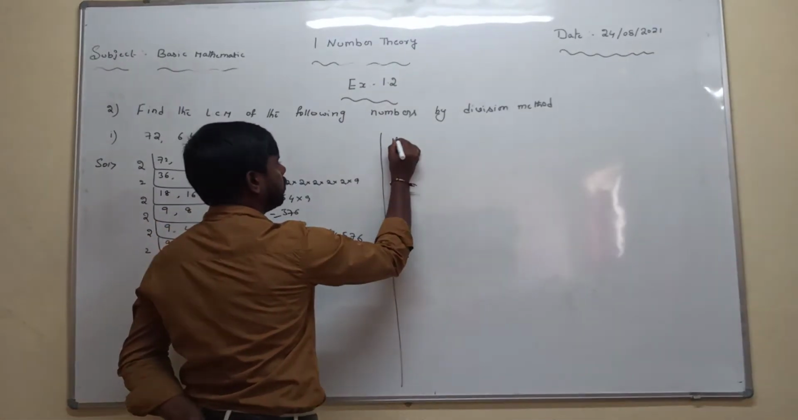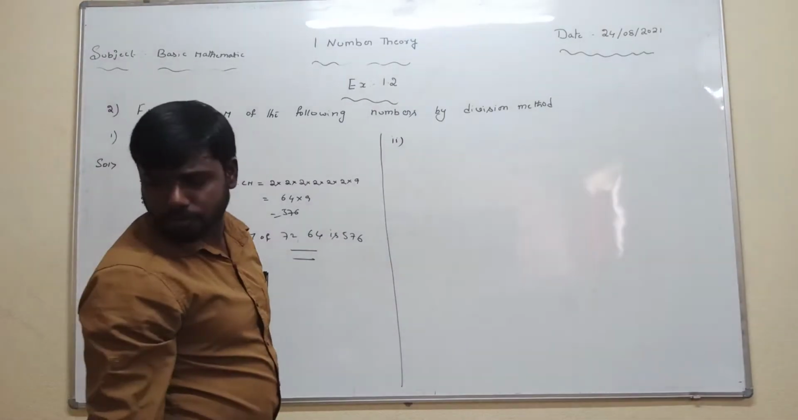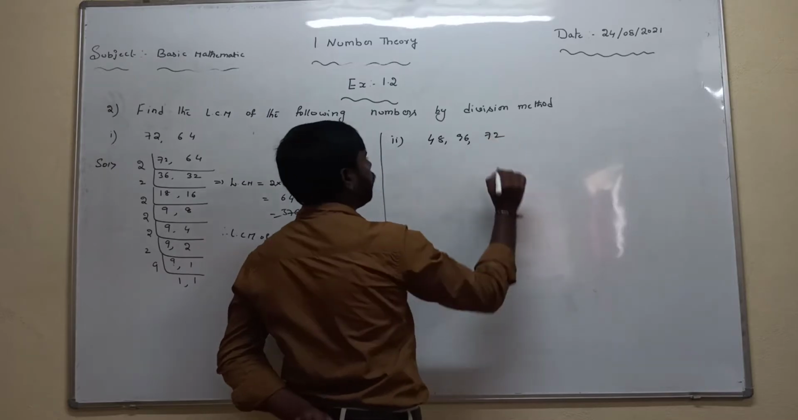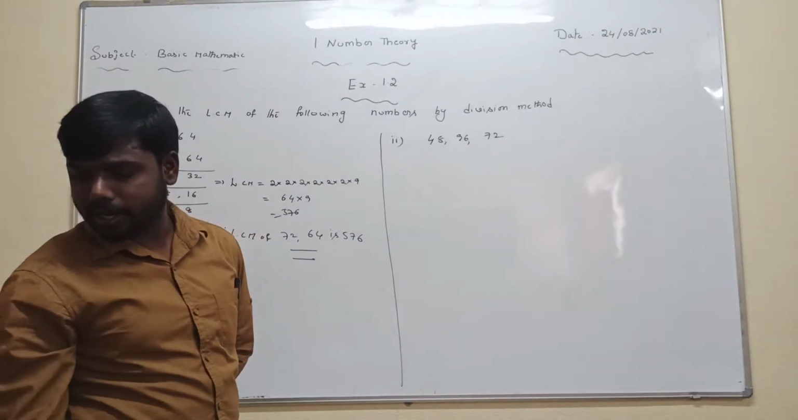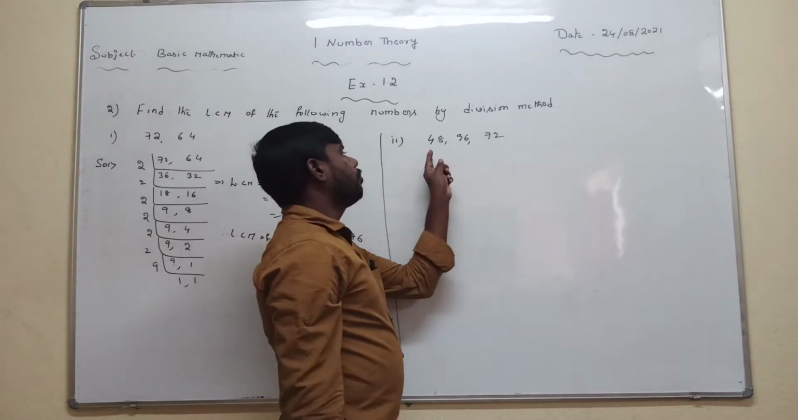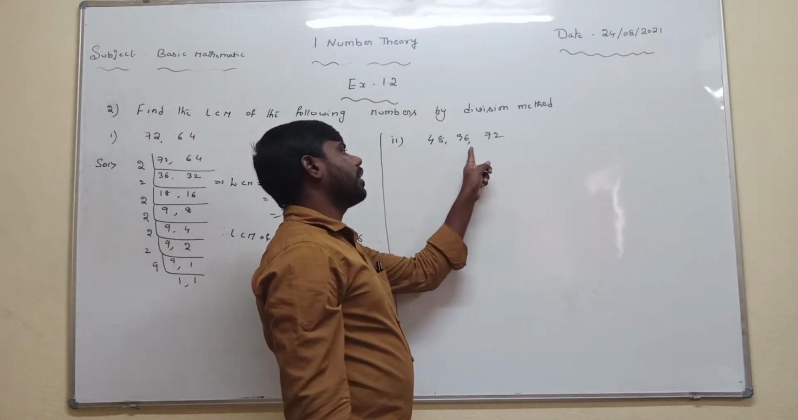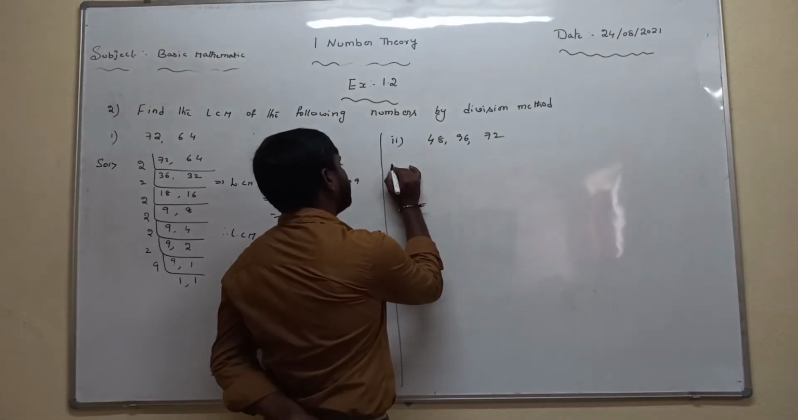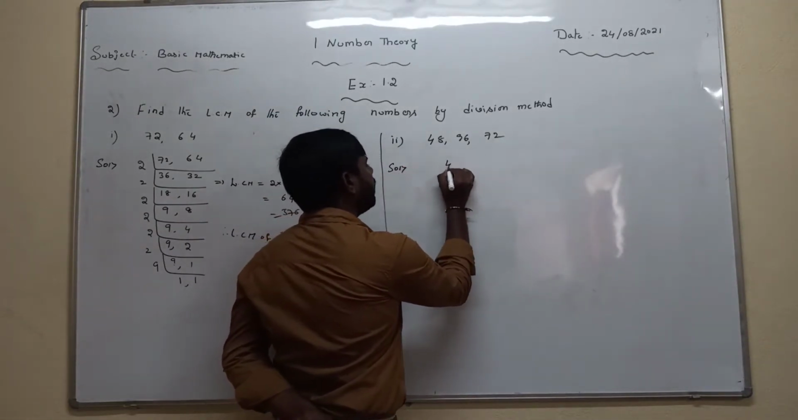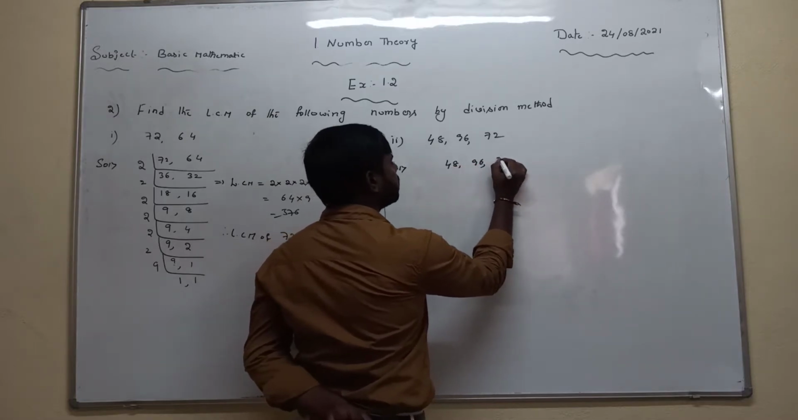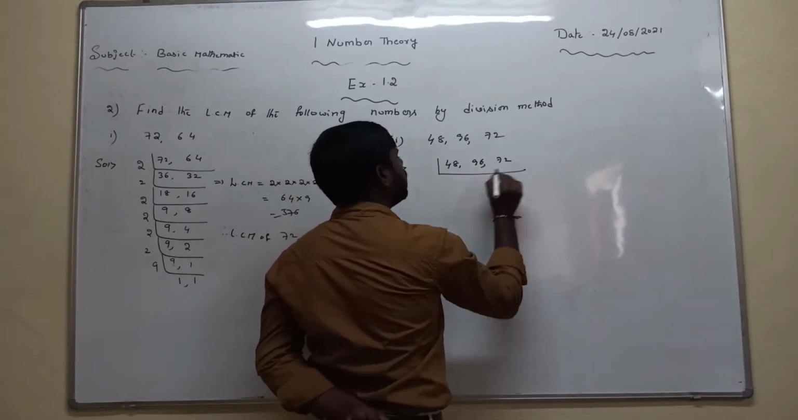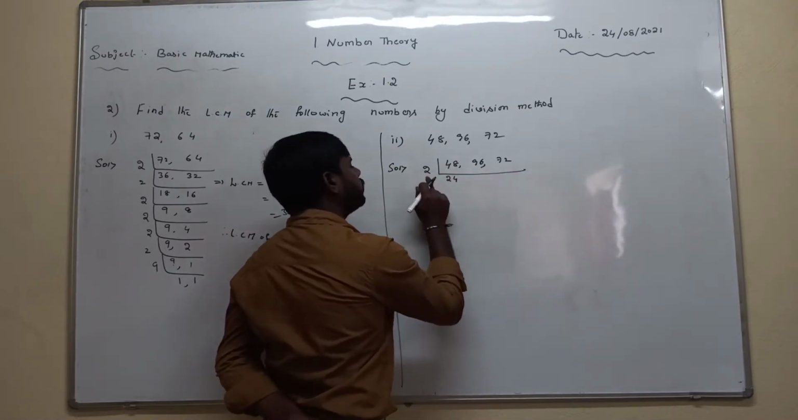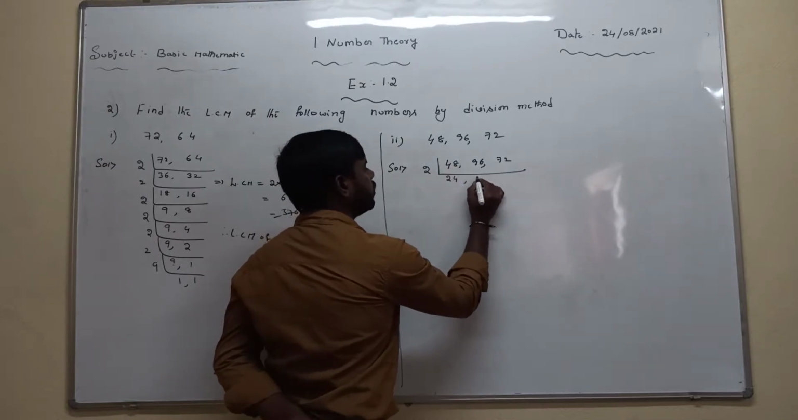See the second question. The given numbers are 48, 96, 72. Now find the LCM of 48, 96, 72 by using the division method. What is the condition for division? Divide the given numbers by a common prime number, which is 2. 2 24s are 48.